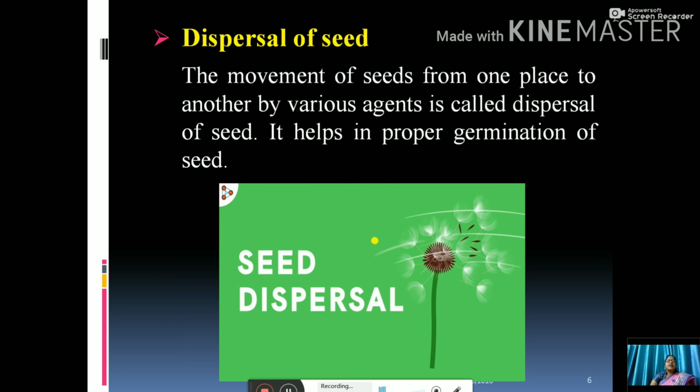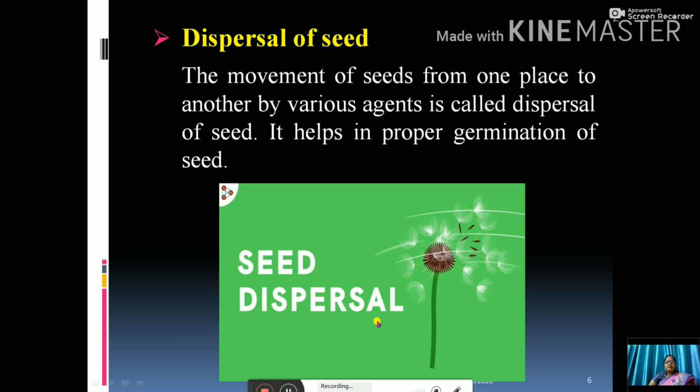Next is dispersal of seed. What is the meaning of dispersal of seed? As I just discussed, movement of seeds from one place to another by various agents. The agents I just discussed are air, water, animal and human being. And what is the meaning of the seed dispersal? It helps in germination, because if they get favorable conditions, they can germinate.